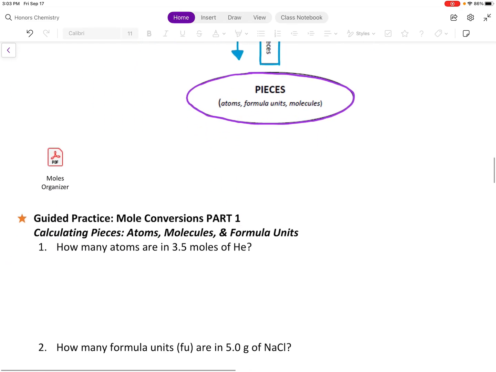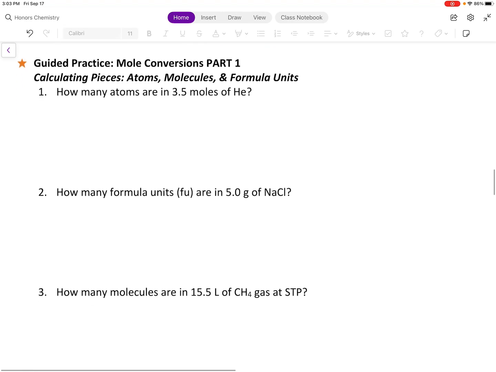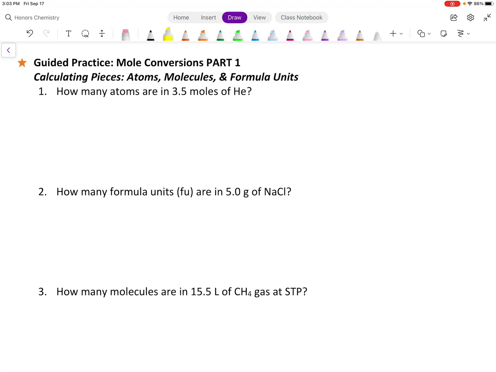So I'm going to scroll down to our first problem, and in our first three problems we are going to take a look at calculating pieces. Pieces are going to be atoms, molecules, formula units. In each one of these, we're going to use Avogadro's number. And what I like to do is always underline, circle, or highlight, whatever method works best for you, the amount that we start with.